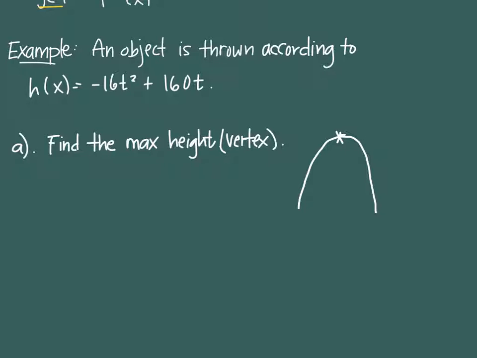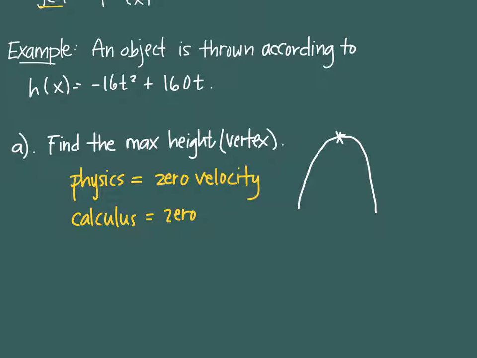Motion is velocity. So for an instant, this has zero velocity. From a calculus standpoint, if this has zero velocity, what else does it have zero of? Zero derivative. So from a physics standpoint, it has zero velocity. That's important to understand: at that moment, physics means we have zero velocity. In calculus, that means we have zero derivative.